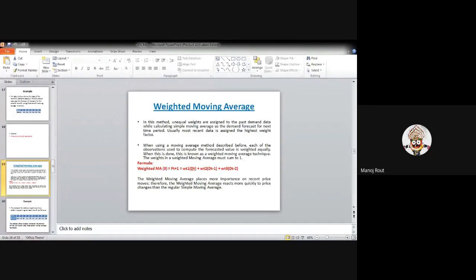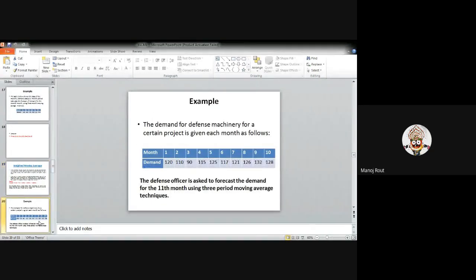The weighted moving average places more importance on recent price moves, therefore the weighted moving average reacts more quickly to price changes than the regular simple moving average. So here is the example, just note down the example, then we will solve this one.